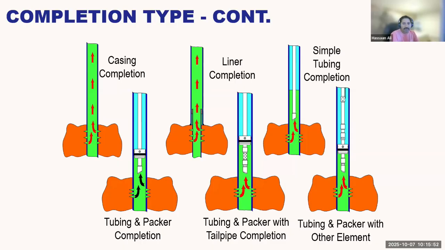Then you have tubing and packer with a tailpipe configuration. Tailpipe is essentially an extension over here, which lowers your tubing, and you can actually deploy your tubing a little deeper. And this is tubing and packer with other components. So as you start increasing the types of hardware in your tubulars, for example, subsurface safety valves and sliding sleeves, then it becomes a tubing and packer with other elements type of completion.